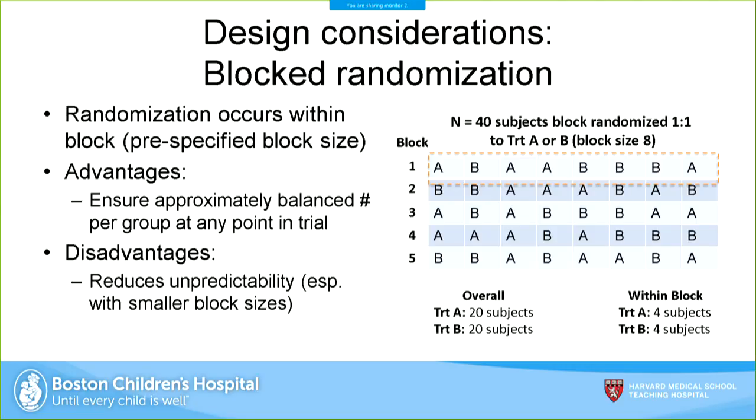But the disadvantage is that this will reduce unpredictability, especially if your block size is smaller. So suppose your block size was 4, and you've already assigned 2 individuals to treatment B, then you can guess that patients 3 and 4 will get treatment A.